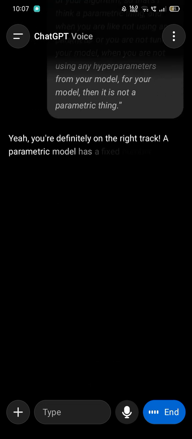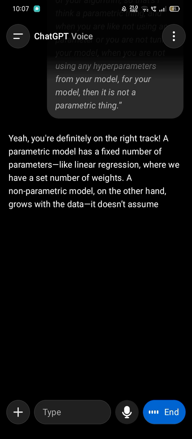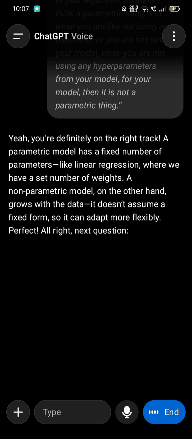Yeah, you're definitely on the right track. A parametric model has a fixed number of parameters, like linear regression, where we have a set number of weights. A non-parametric model, on the other hand, grows with the data. It doesn't assume a fixed form, so it can adapt more flexibly. Perfect. All right, next question.